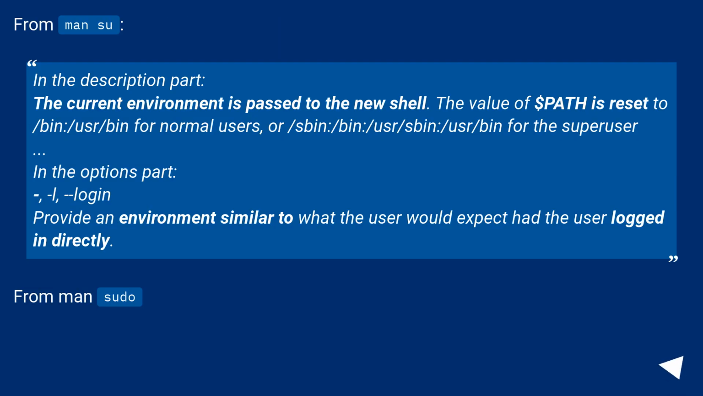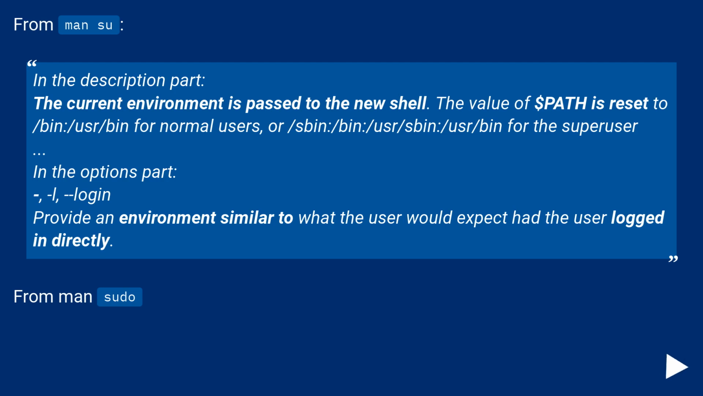From man su. In the description part, the current environment is passed to the new shell. The value of $PATH is reset to /bin:/usr/bin for normal users, or /sbin:/bin:/usr/sbin:/usr/bin for the super user. In the options part, login: provide an environment similar to what the user would expect had the user logged in directly.